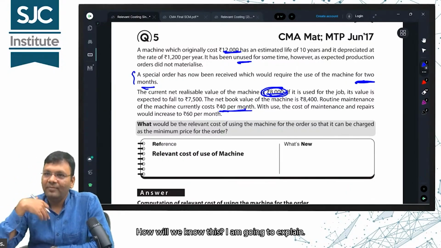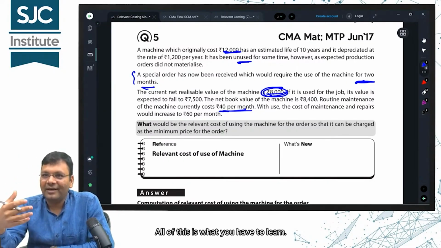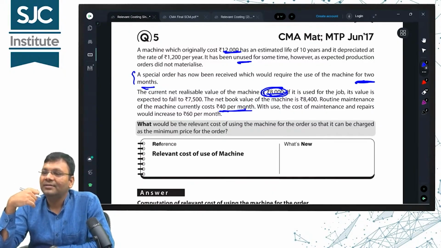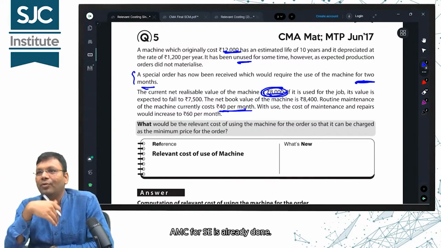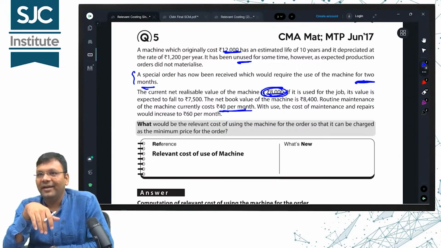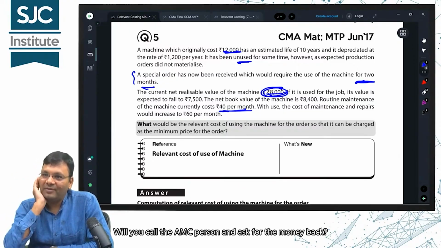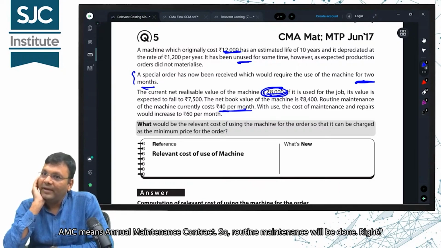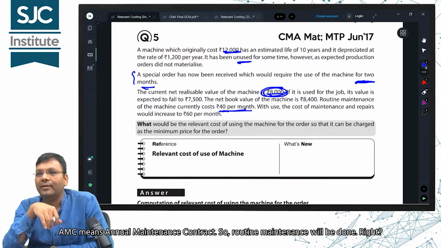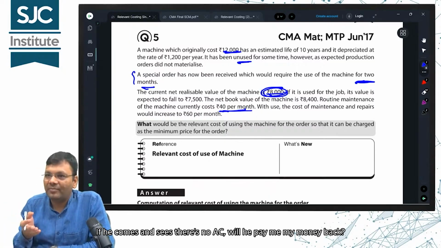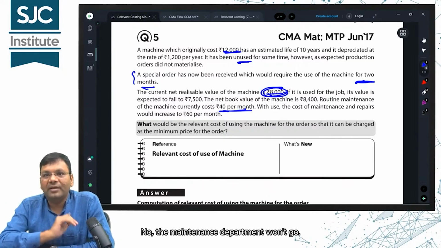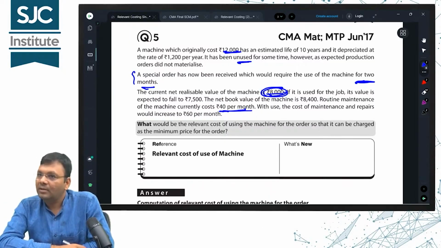How will we know this? I am going to explain. All of this is what you have to learn. Removing machine. For example, if I remove the AC, then AMC for AC is already done. Will you call the AMC person and ask for the money back? AMC means annual maintenance contract, so routine maintenance will be done, right? If he comes and sees there's no AC, will he pay me my money back? No, the maintenance department won't go. So you have committed 40 rupees.